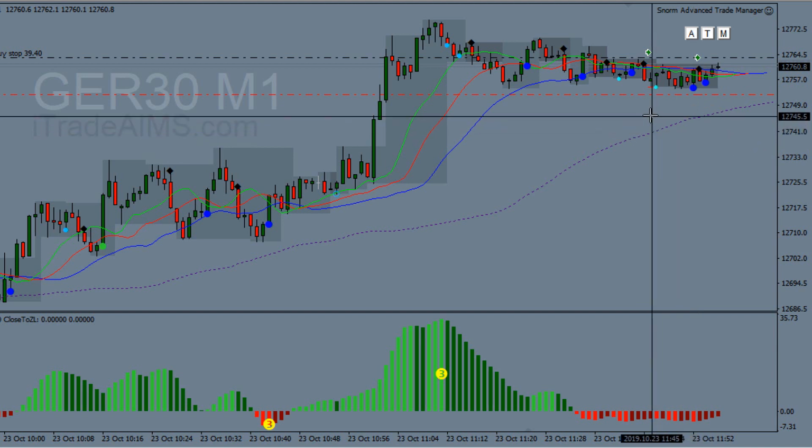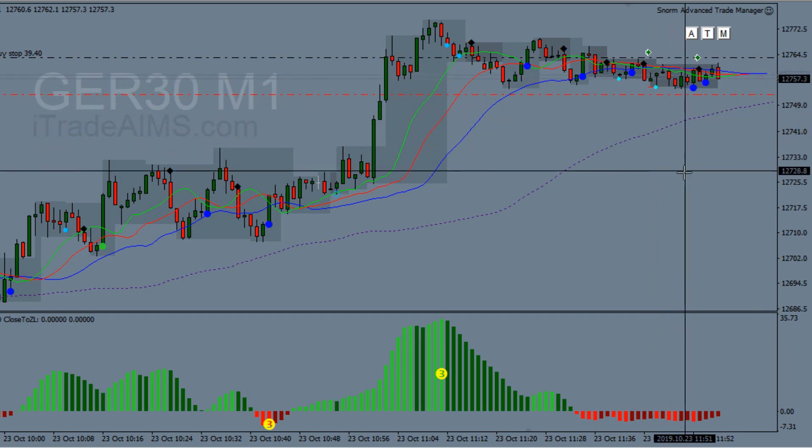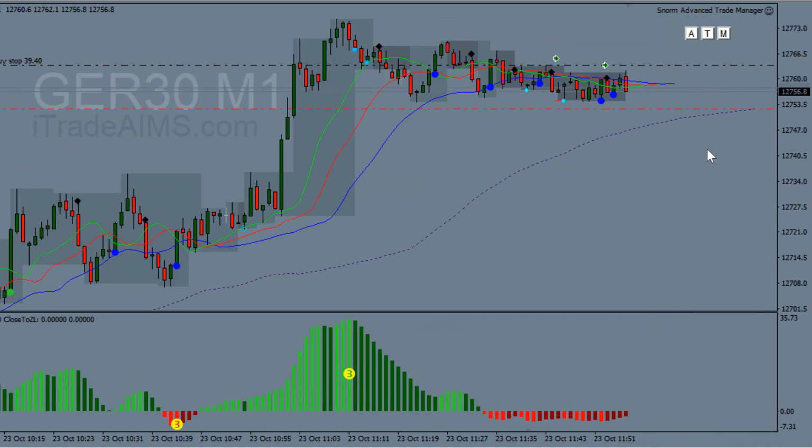So we had a pending order there, and then a new box was created. So we deleted that pending order and set a new pending order down there. And as most of you would know, I use Snorm's ATM.